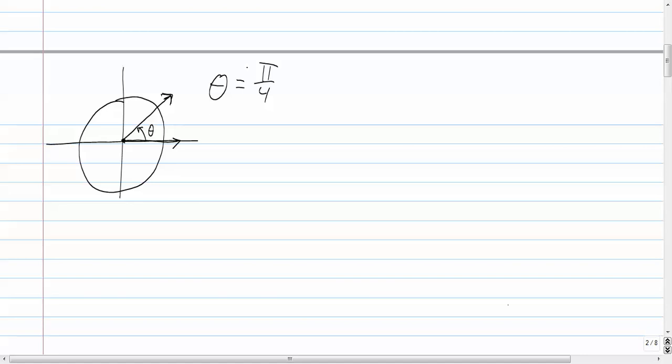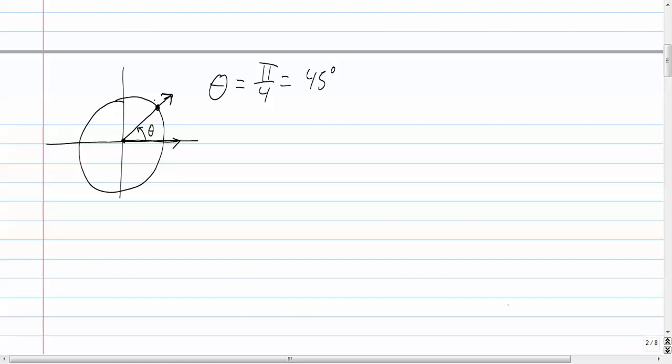Alright, so if we have a 45-degree angle measure, or an angle measure of pi over 4 in standard position, and we've drawn a unit circle with that angle measure, somewhere right about right here, the terminal side intersects the unit circle.